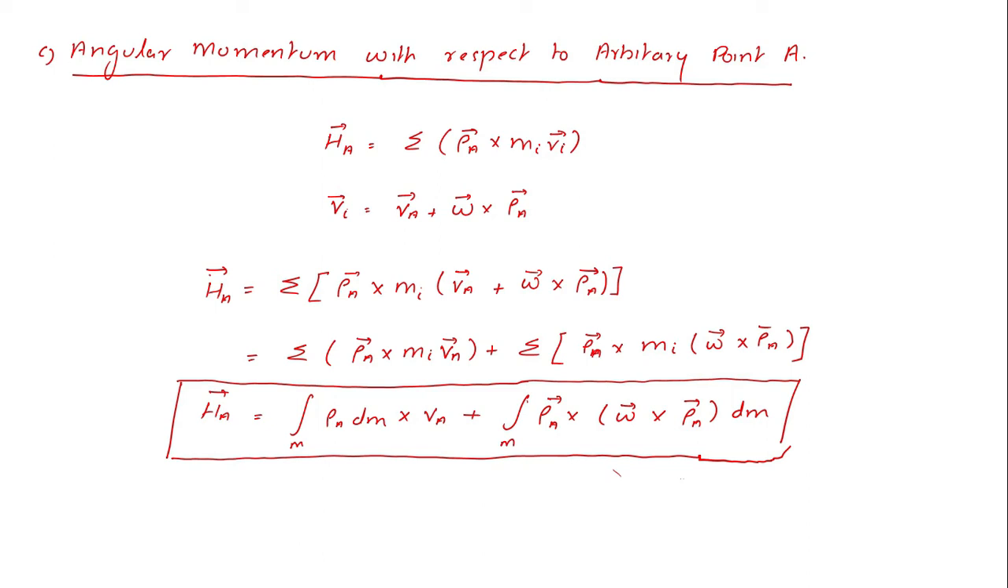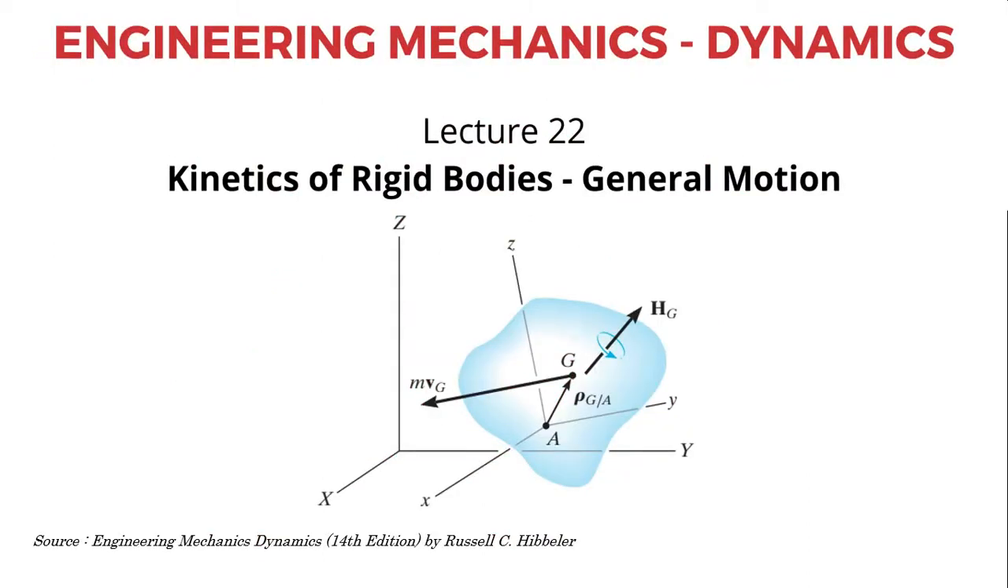Now next I would like to discuss the transfer principle which we had derived earlier for angular momentum. Based on the transfer principle, I told you the angular momentum can be transferred from the mass center to any other arbitrary point. We had derived this earlier when we discussed system of particles.